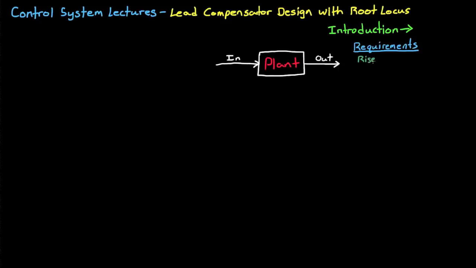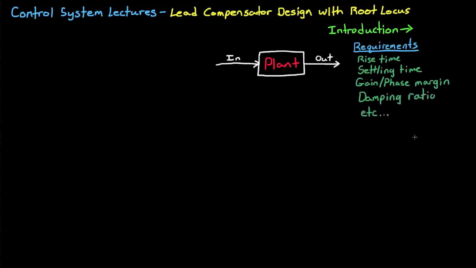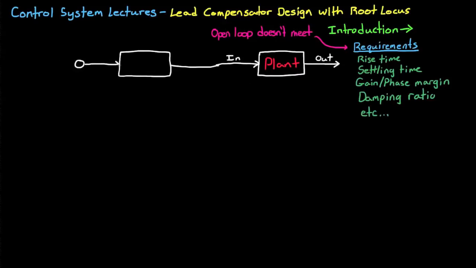The first thing that you need to do is determine your design requirements. These are the performance goals that you hope your system's going to meet. Things like rise time, settling time, phase margin and gain margin, damping ratio, and so on. But whatever your requirements are, you determine at this point that your open loop system can't meet them, so you decide that you need to implement a closed loop control system around this plant.